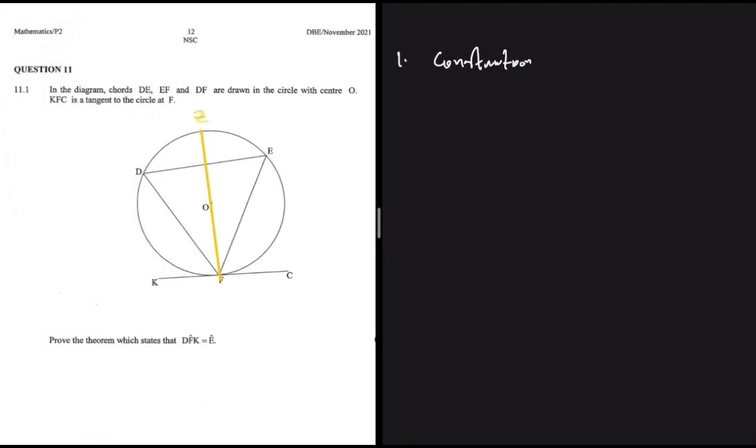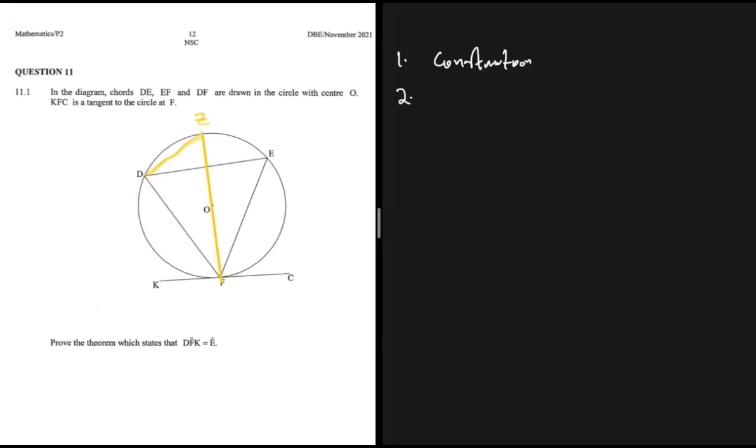And then we can join D and Z. You don't have to name it point Z. You can name it any letter you want. You can name it Y, you can name it Q, and so on. So we have done step number 1, and then now we can move to step number 2. What is step number 2?